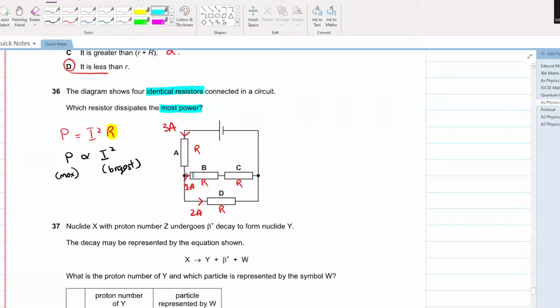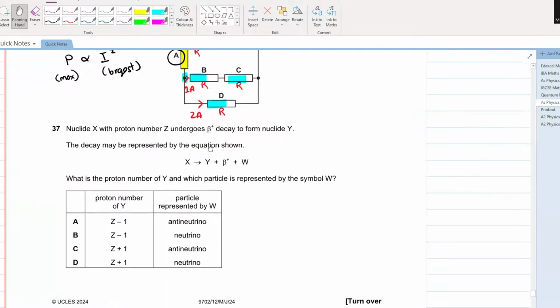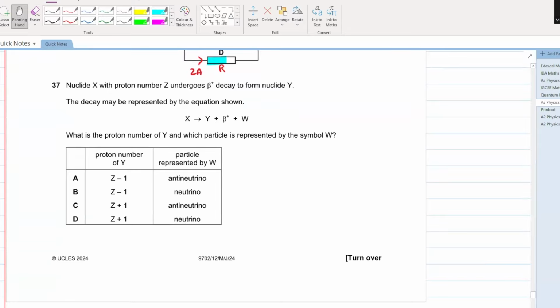But can you realize that the current is splitting at this point, at this blue highlighted junction? Neither B nor C nor D will be getting the complete current. Only resistor A will be getting the complete current, that is 3 ampere. So resistor A is getting the maximum current. Hence the power of resistor A will be maximum. A is your answer. Let's move ahead.